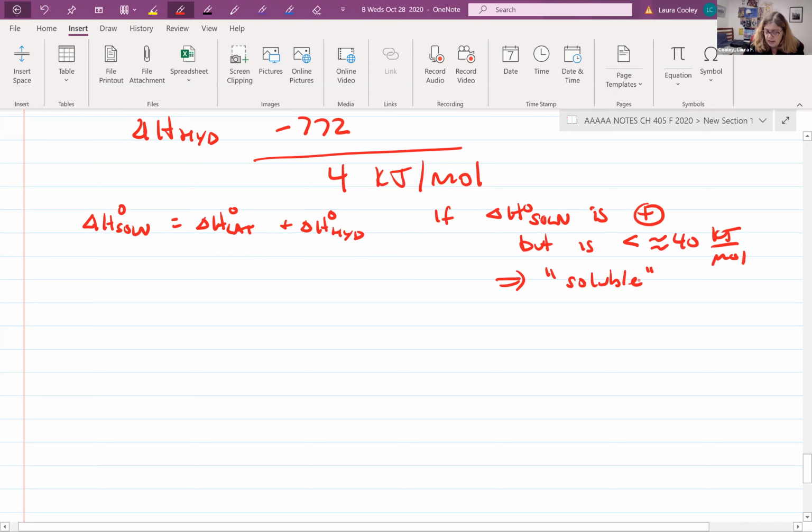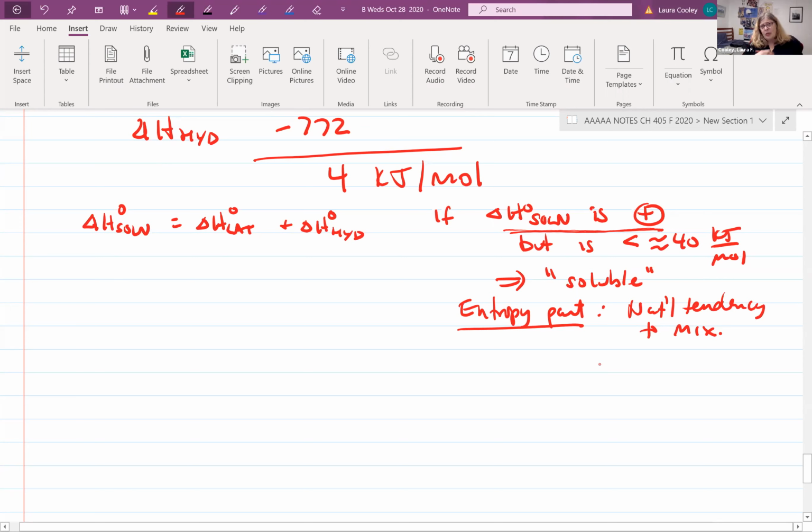And that's because this dissolving would be an uphill process, but that's the energy part. There's also what I call an entropy part, which is like the natural tendency to mix. And that's because nature wants to mix things. We haven't learned about entropy yet, but we'll start next week. But I figured I'd tell you this just from freshman chem.